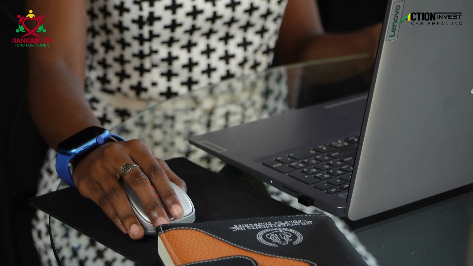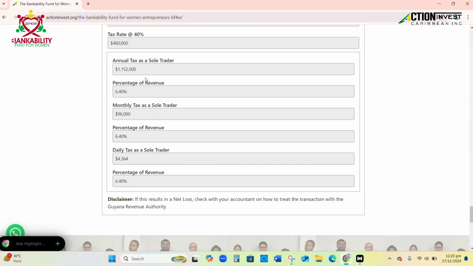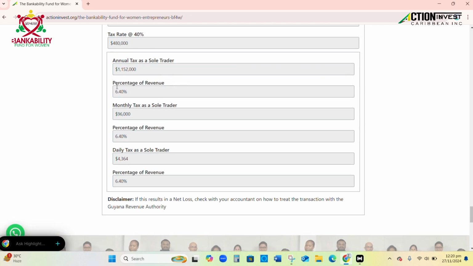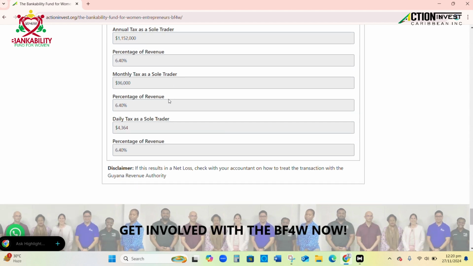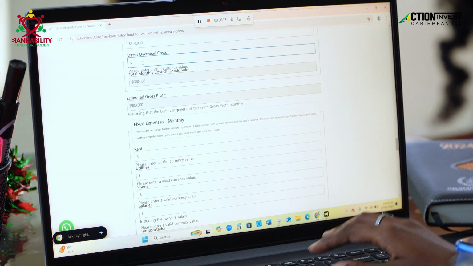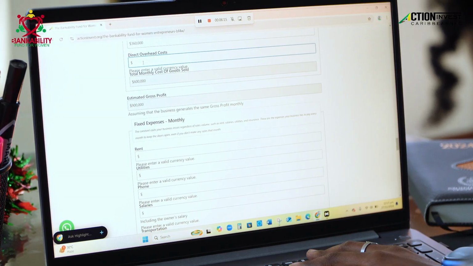The tax calculator doesn't just leave you hanging. It also breaks it down into monthly and even daily tax obligations. Now you will have a clear picture of how much to set aside each month, so no surprises come tax time. And that's how you use the Action Invest Caribbean Inc. tax calculator. You're now armed with everything you need to estimate your taxes like a pro.